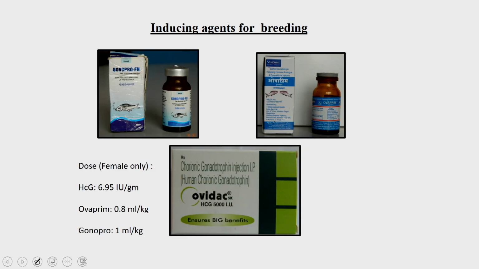You can use these gonadotropin hormones. The dose for HCG is 6.95 international units per gram of weight of the fish. Ovaprim is 0.8 ml per kg, and Gonopro is 1 ml per kg. So, you can follow this particular dosing, and this dosing is only for reference purposes. It could vary from fish to fish sometimes, and it requires some kind of optimization as well. For the male, the dosing is slightly lower.